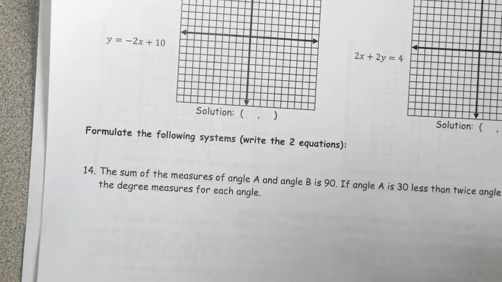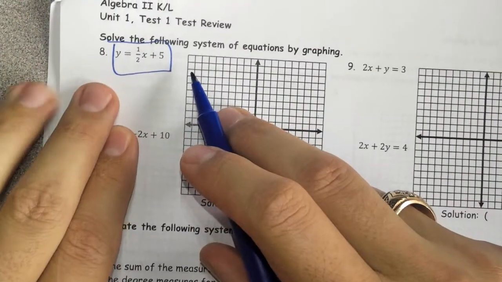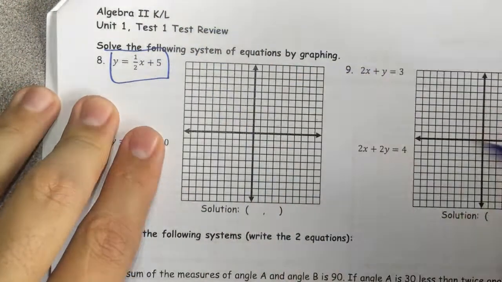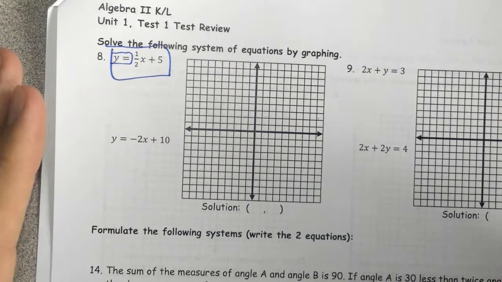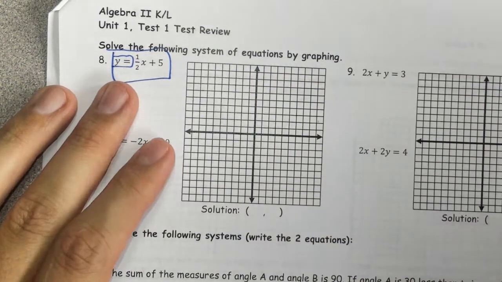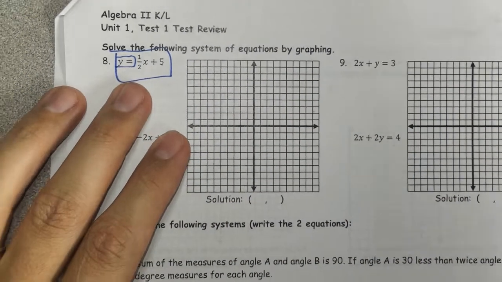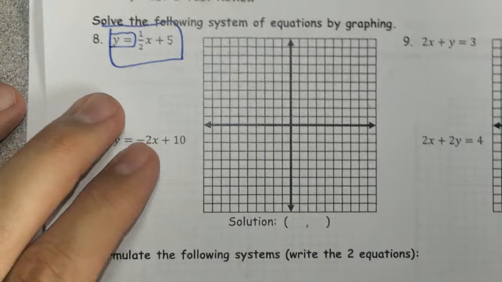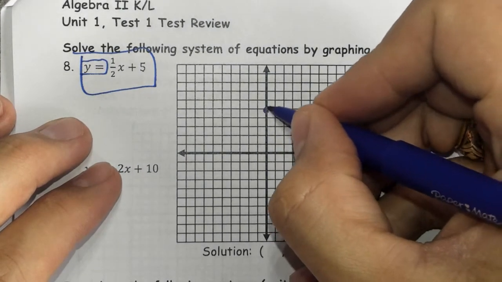Okay, solve the systems of equations by graphing. Okay, so we have my first equation here. I'm really happy about this equation right here because it is already solved for us. My y equals is already there. I can plug this in the calculator or graph this very easily. So let's graph it. When I graph this, I start with my y-intercept. I start at 5. 1, 2, 3, 4, 5.